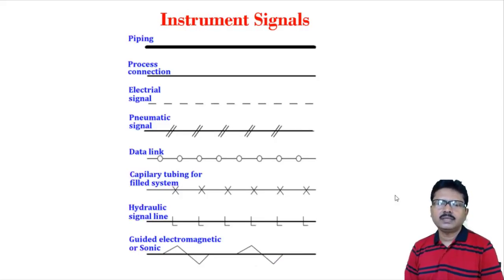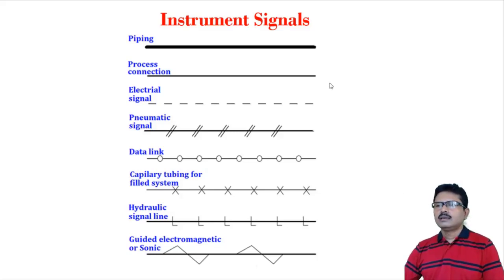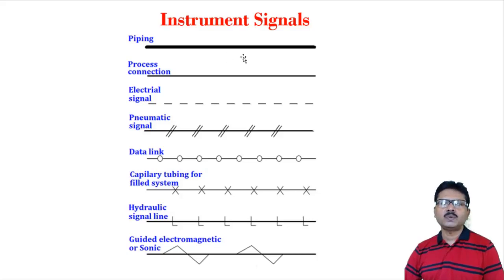Next, coming to instrumentation symbols. These are the symbols of instrument signals. The dark line represents piping through which the process stream flows. The process stream could be gas, liquid, or any type of mixture of phases. A lighter line connects a piece of hardware to the process line or a piece of processing equipment. This might be called minor process lines.